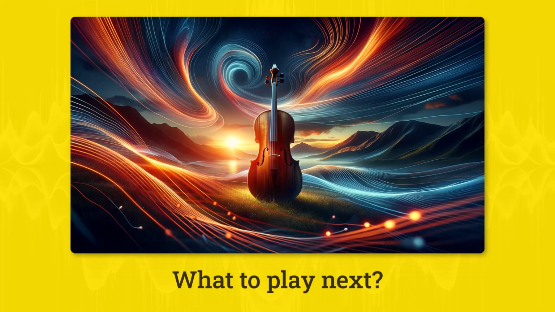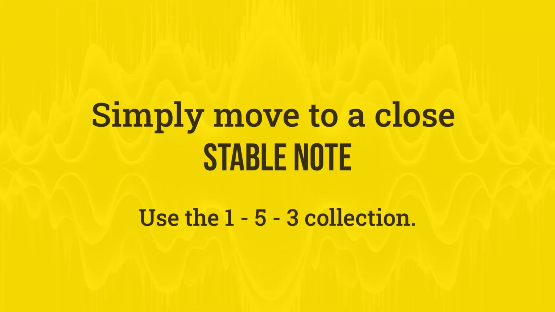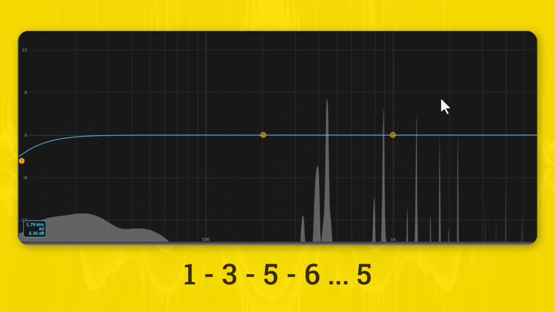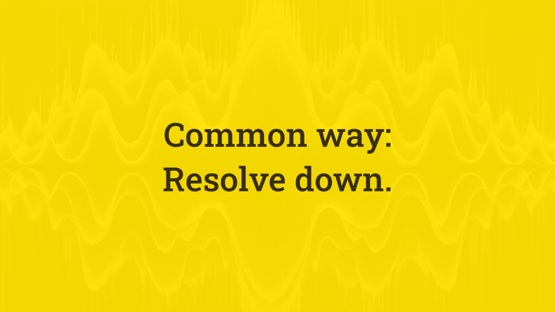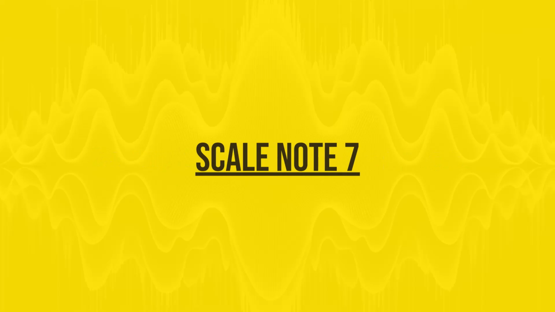But what note should you play next? This one is easy. Simply move to a close stable note from your 1, 5, 3 collection. For example, now I play 1, 3, 5, 6 and I will go from 6 to 5 again. In many cases, people will resolve down, but make sure that you go up from time to time to make things more interesting. There's only one special case, and this is note number 7.